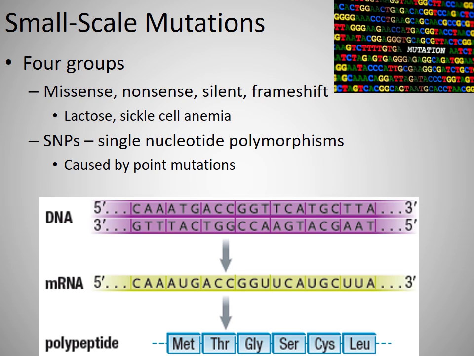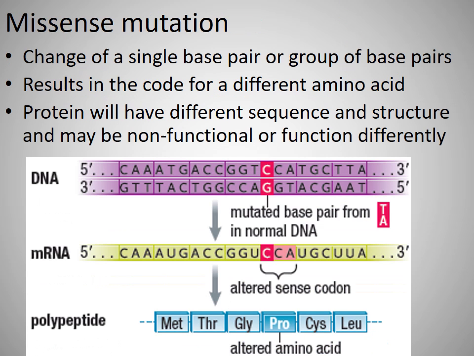All of these are examples of small nucleotide or single nucleotide polymorphisms, or point mutations. The first one is the missense mutation. This is a change in a single base. All of them will be. Basically, these are substitution mutations.